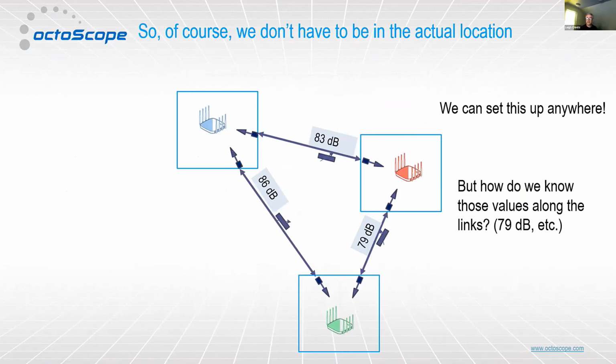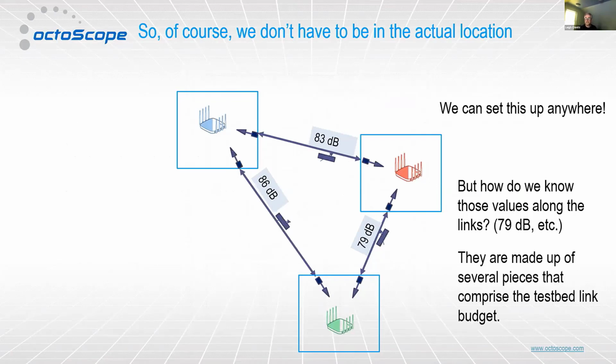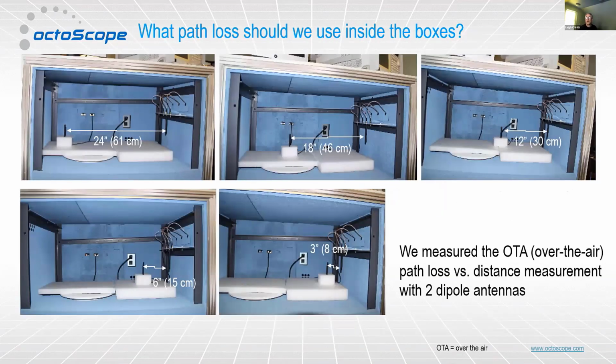Then the question we have to ask is, how do we know in the test bed that we've created a 79 dB link or an 83 or an 86? There are a bunch of pieces that make up a link budget in the test bed itself. That's what I'm going to describe here, and then we're going to show you some demos of how we can understand those link budgets.